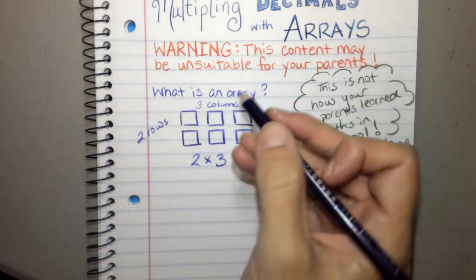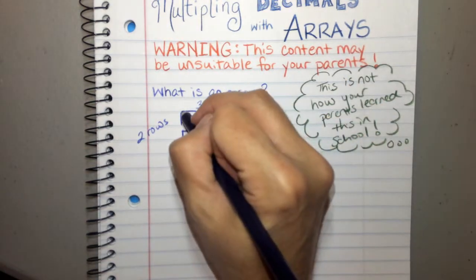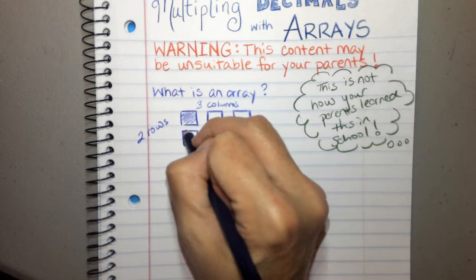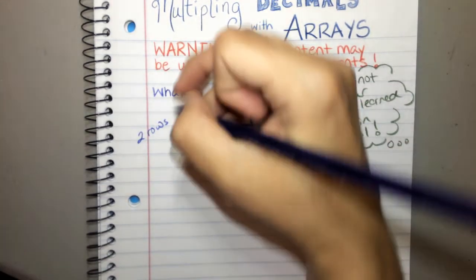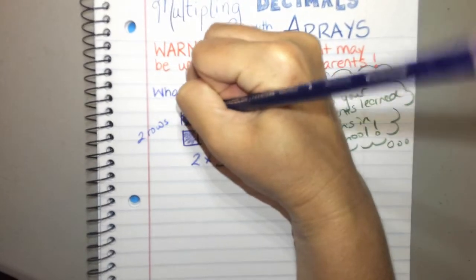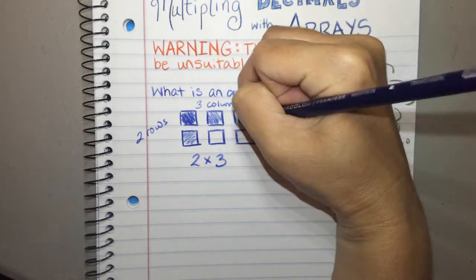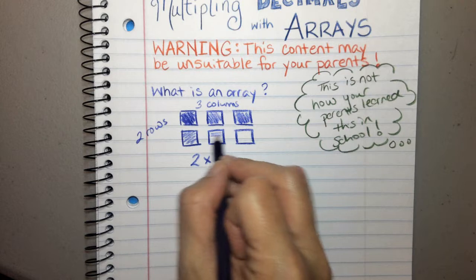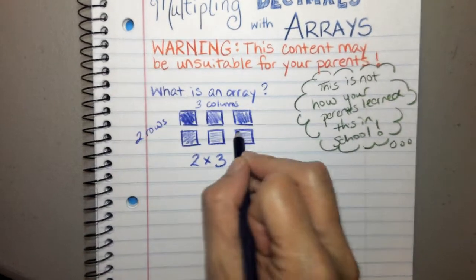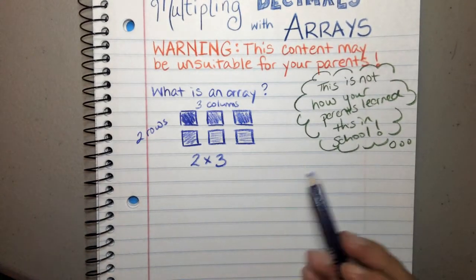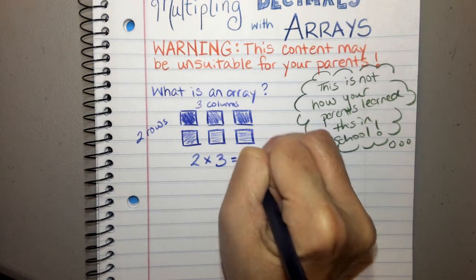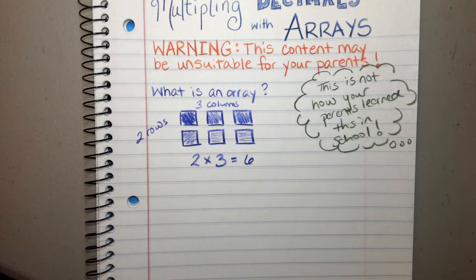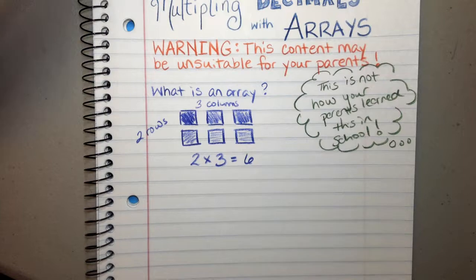Okay, so what I did was I have 2 here, okay, and then I have 3 at the top, okay, and then I just filled in my array so that it would look like a rectangle, okay, and that's how I have 6 total. So 2 times 3 equals 6. Okay, so what does that have to do with decimals?